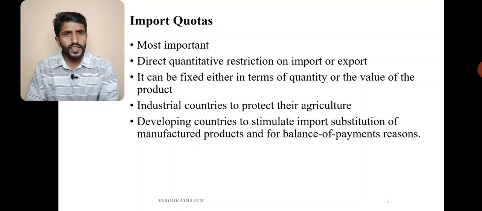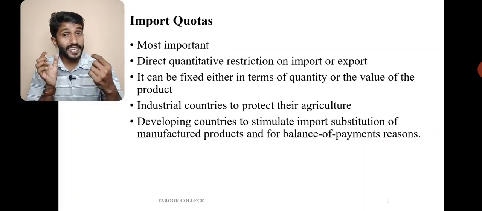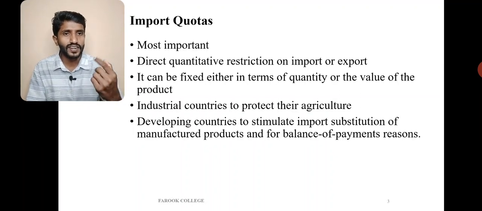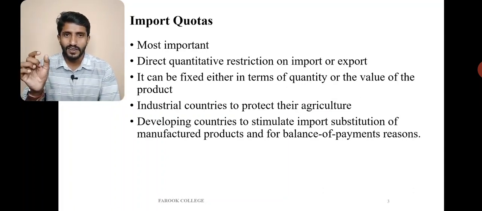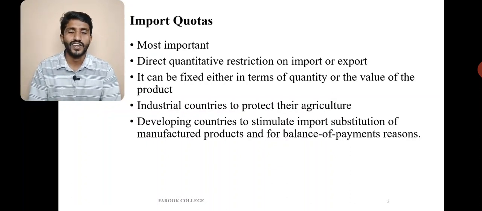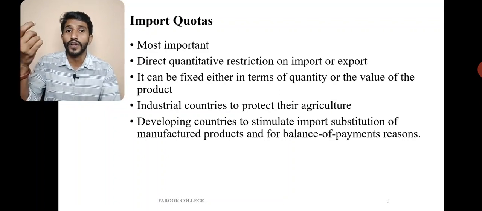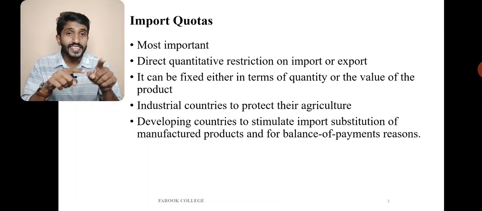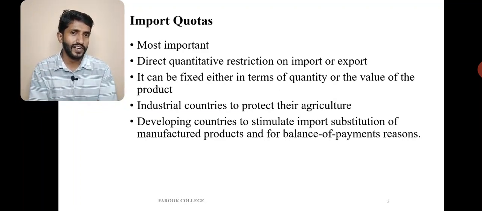Okay. And why did all these countries start imposing or adopting the quota system, especially the developed or industrial countries? They started adopting the quota system to protect their agriculture, because their imports are mainly agricultural products. So they were putting some kind of quantitative restrictions on imports to protect their own agriculture and to promote domestic production of agricultural commodities.